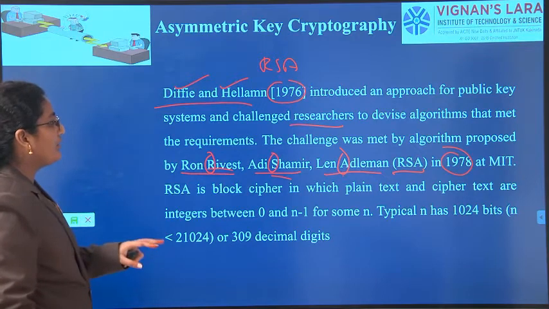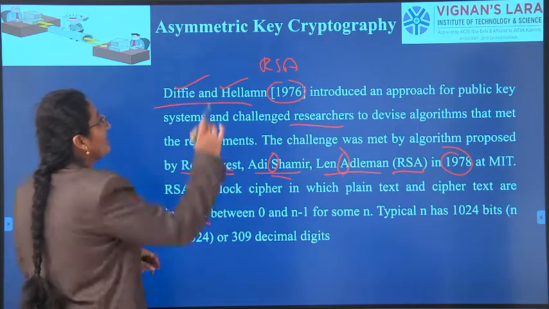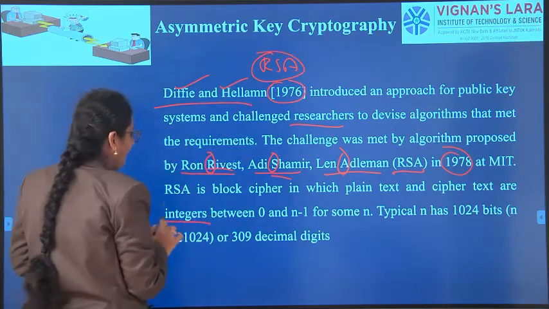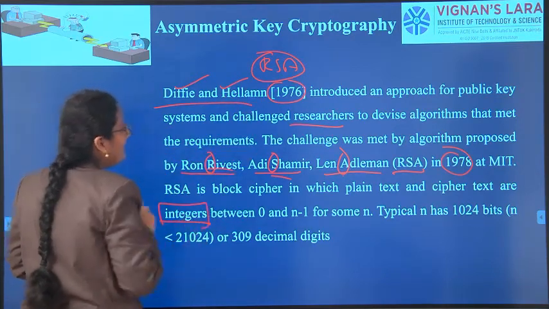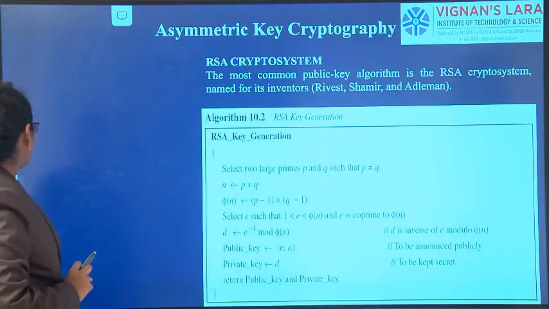So here we are going to treat plain text and ciphertext as integers. You need to remember that point always. In RSA we are going to treat plain text and ciphertext as integers. So this is what RSA is.